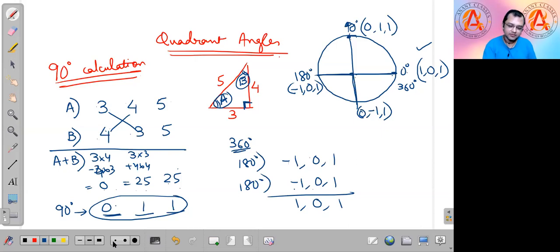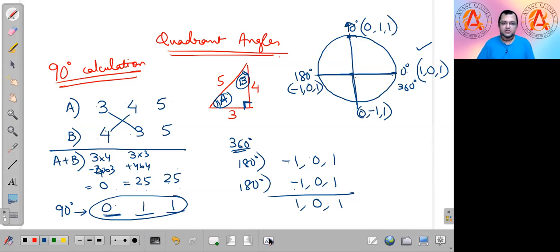Is this clear? Please go through all the 4 values. Everything is clear? 90, 180, 270 and 360. Acha. Now this much is clear.